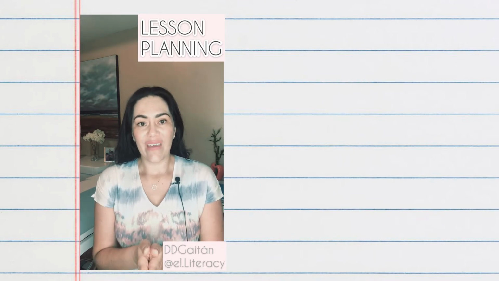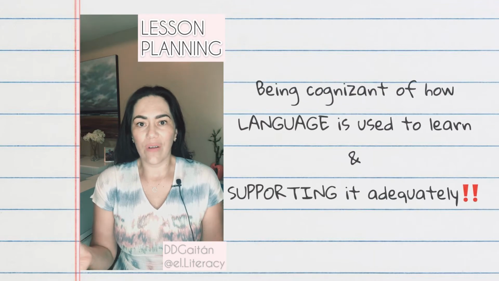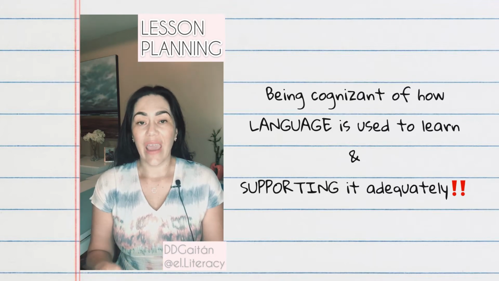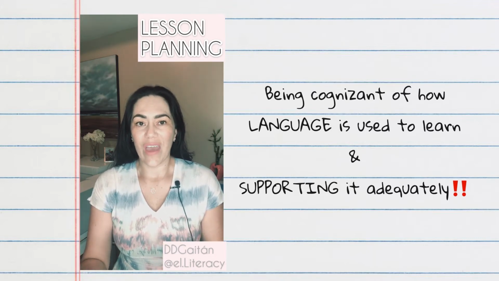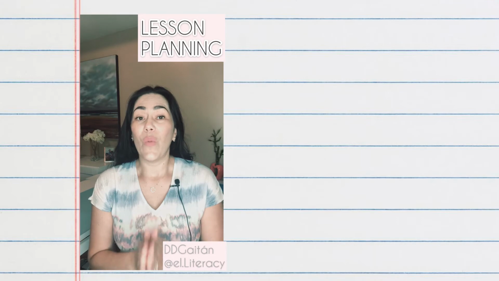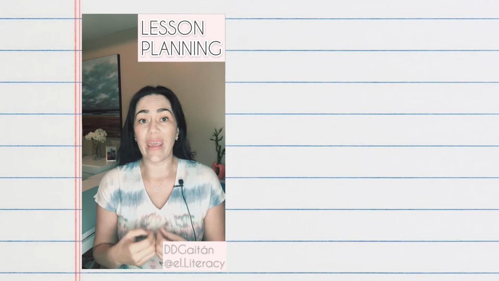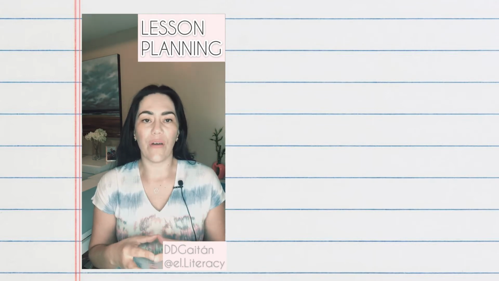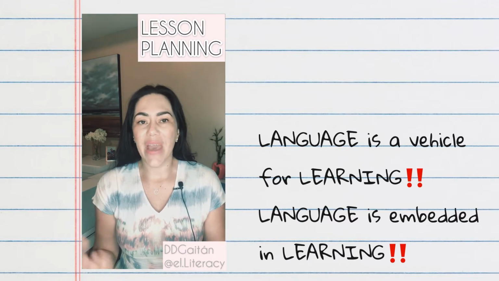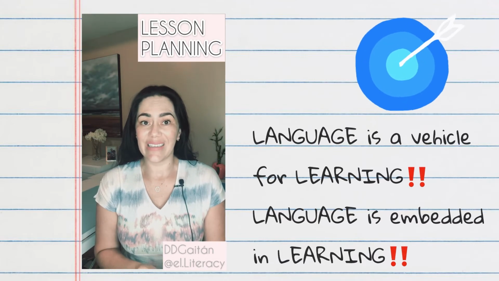Because when you think about it, the main goal of using language objectives really is the core of teaching, to be cognizant of the use of language in the lesson and supporting that language adequately. Not just in the ELA or ESL classroom, but more so in the content classroom. Not just for our ELL students, but for all of our students, because language is a vehicle for learning. Language is embedded in learning. Therefore, it has to be explicitly addressed in the lesson.